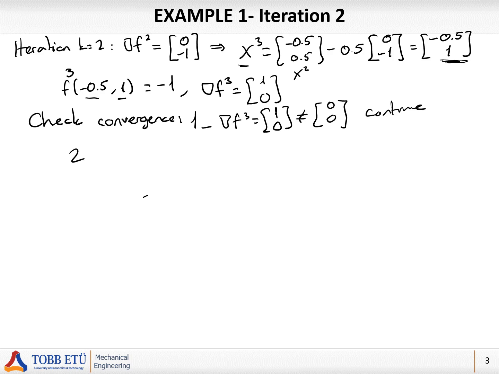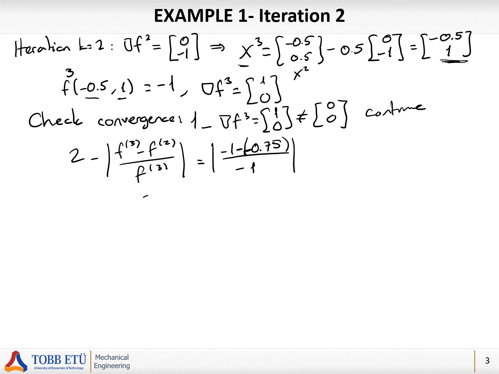Similarly, as a second condition, we will check the error. f3 minus f2 divided by f3: minus 1 plus 0.75 divided by minus 1. Actually, this is minus 0.75, that's why it becomes plus. So here 0.25 divided by 1, times 100, gives us 25%. And this is greater than the threshold of 0.1, for instance. Then we need to continue again.